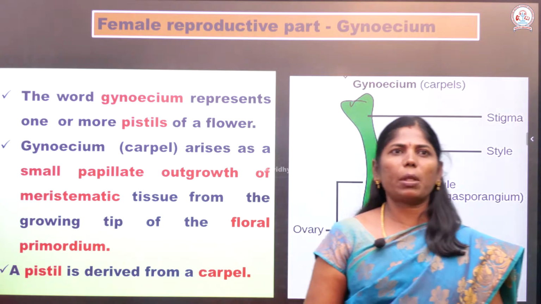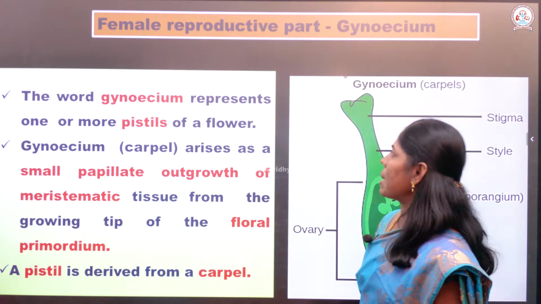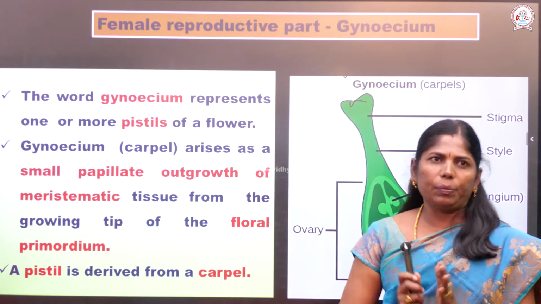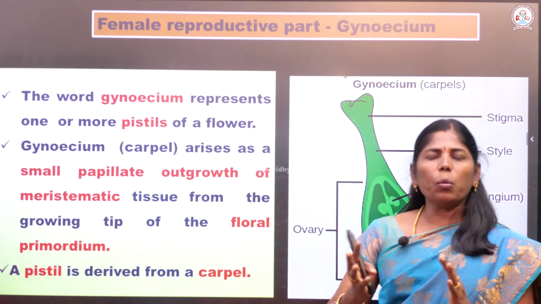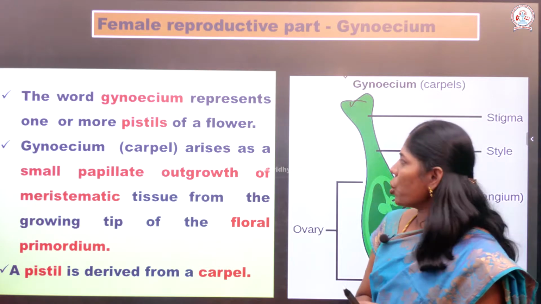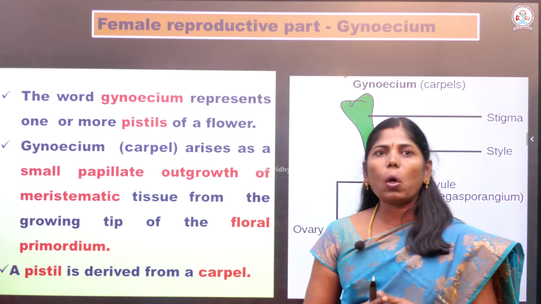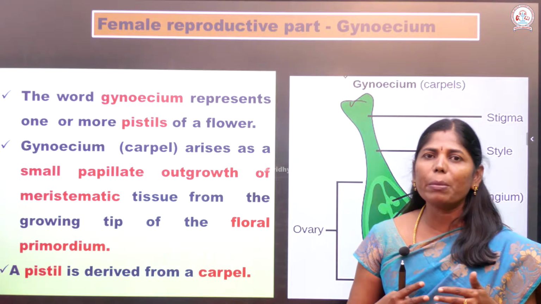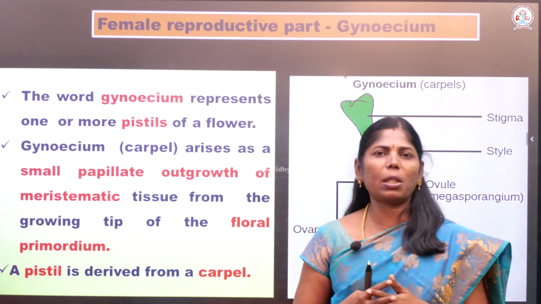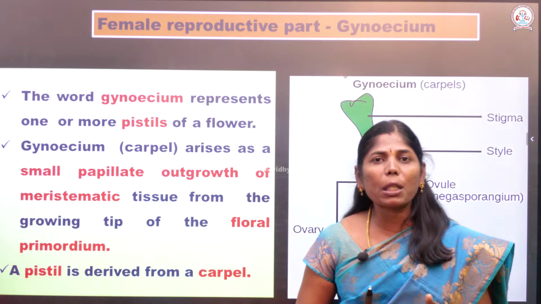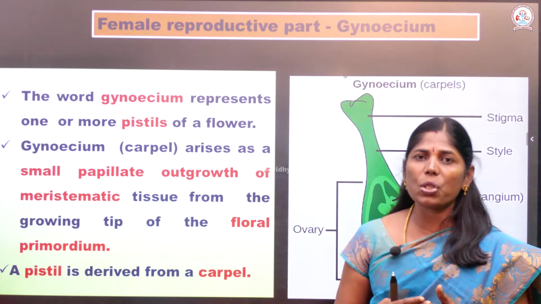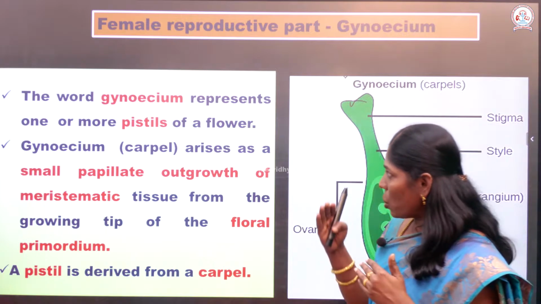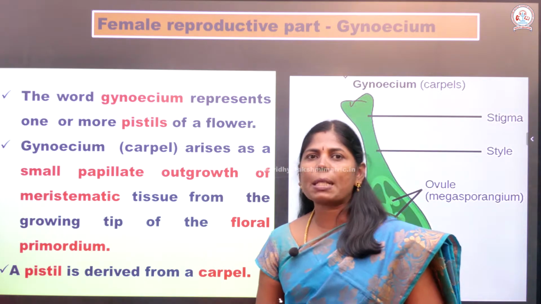The word gynoecium represents one or more pistils of a flower. Actually, the word gynoecium refers to the pistil. So one or more pistils are there. The gynoecium arises from a small papillate outgrowth of meristematic regions. What are meristematic tissues? The meristematic tissues are young and perpetual tissues. Cell division continuously occurs in the meristematic tissues. So the gynoecium arises from the meristematic tissues.